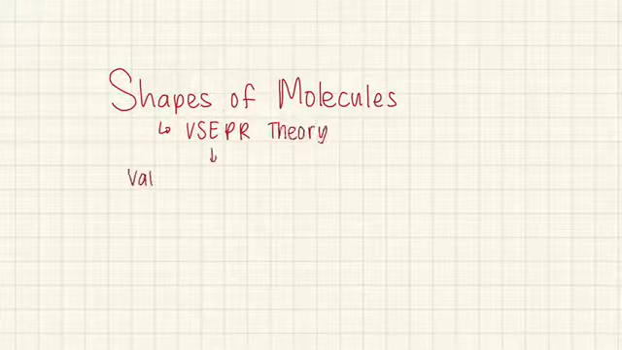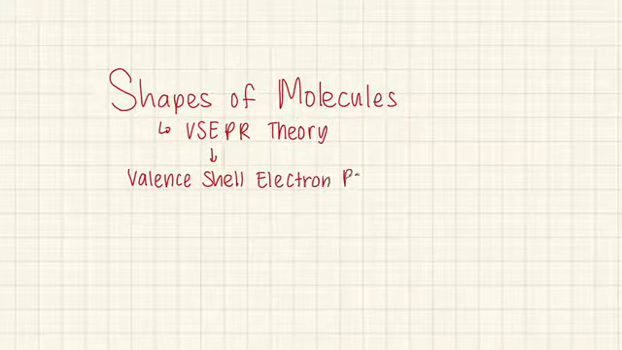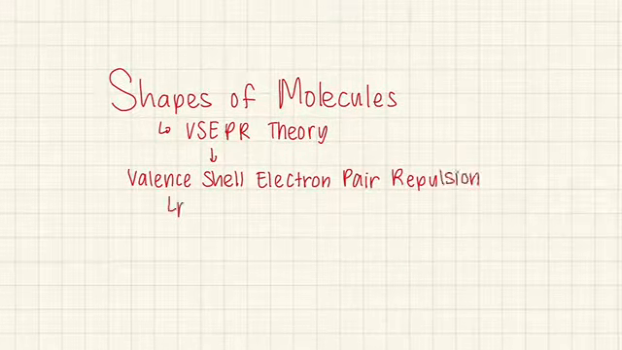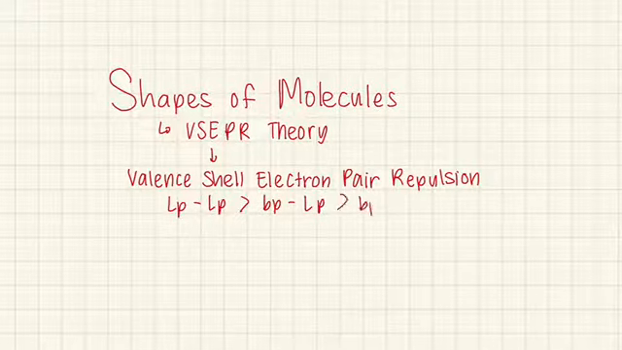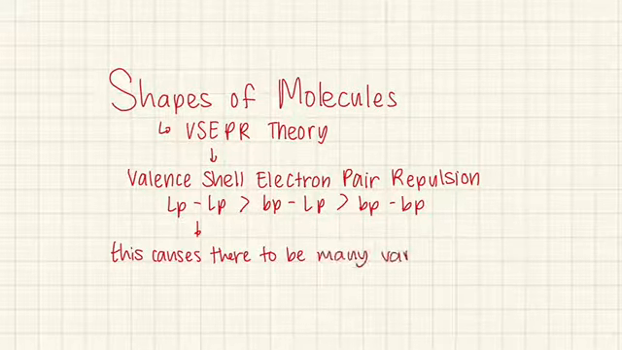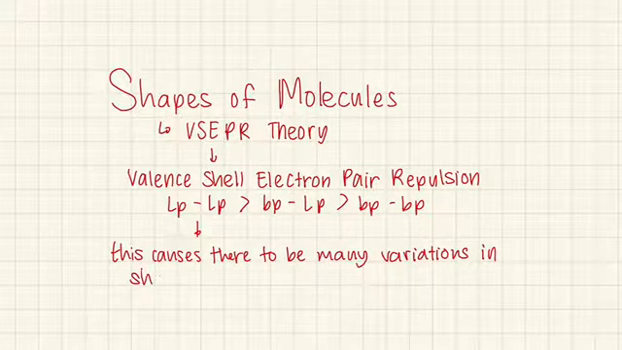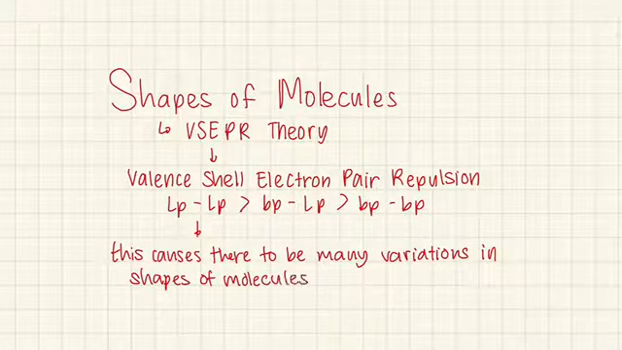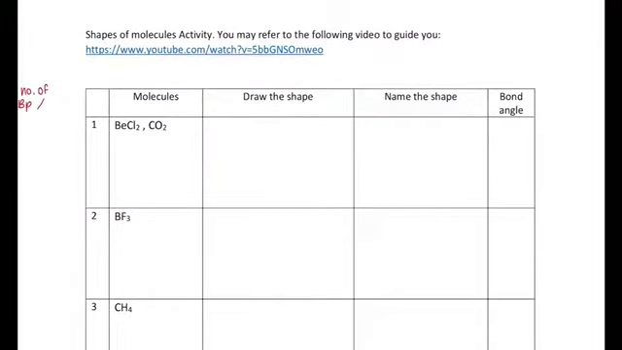We can use VSEPR theory, which stands for valence shell electron pair repulsion, to determine the shapes of molecules. According to this theory, lone pair and lone pair repulsion is greater than bonding pair and lone pair, which is greater than bonding pair and bonding pair repulsion. However, in this video, I will be discussing only 7 of the shapes of molecules.